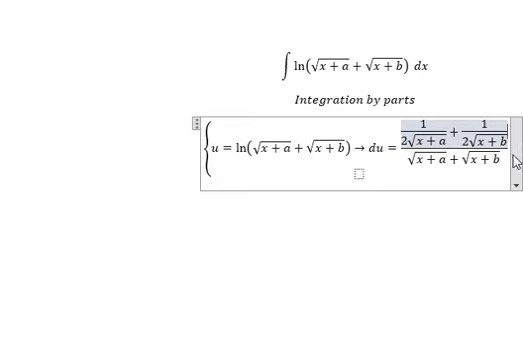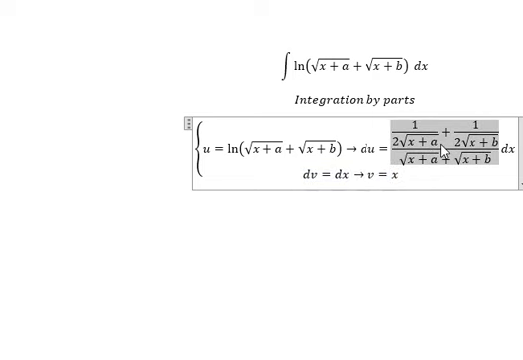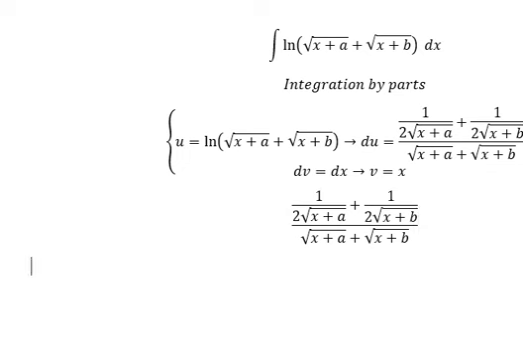And we have dv, that is equal to ds. The integration of this one, we have v equals to s. Now we need to simplify this one. So in this one we can do factorization by 1 over 2.